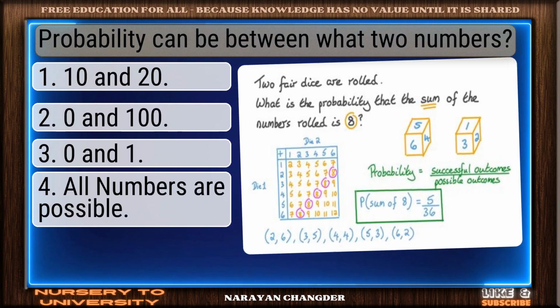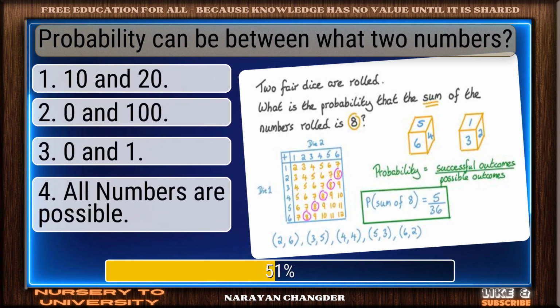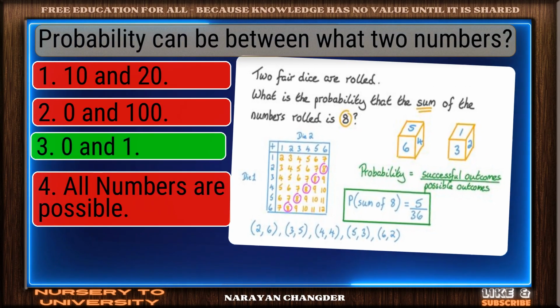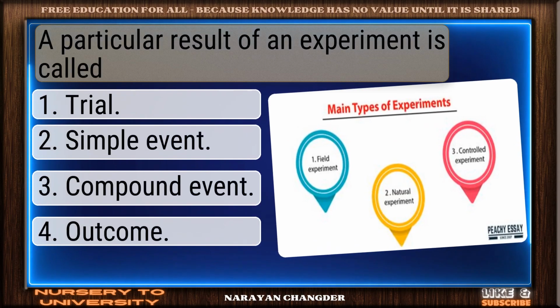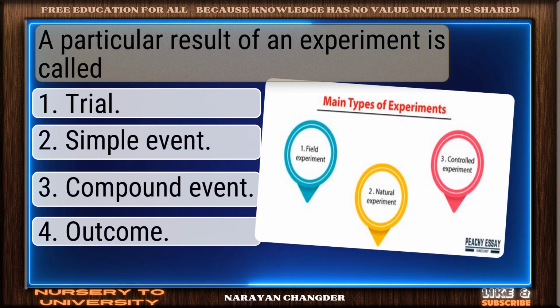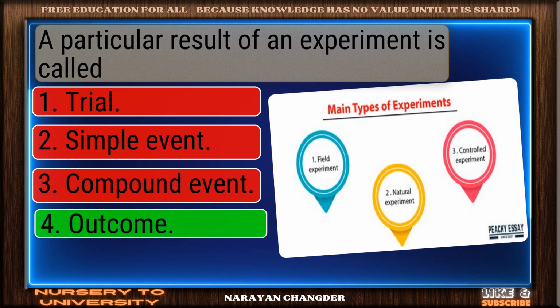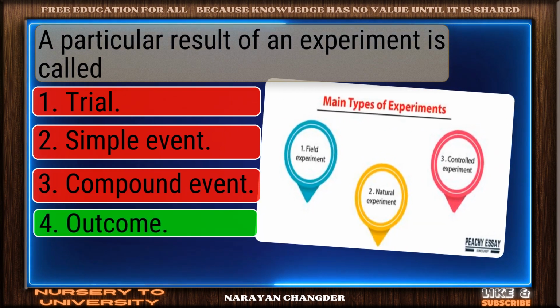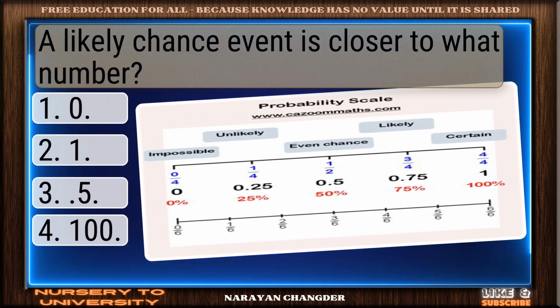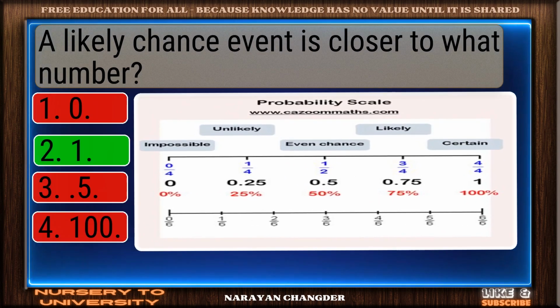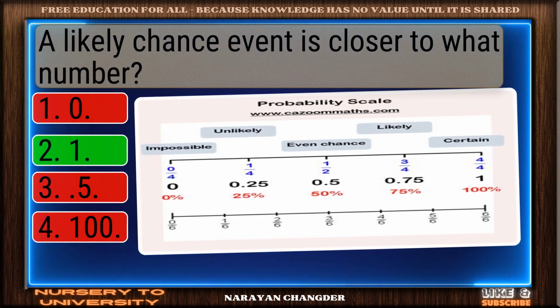Probability can be between what two numbers? Nice selection. 0 and 1 is correct. A particular result of an experiment is called. Strong choice. Outcome is right. A likely chance event is closer to what number? Clear logic. 1 is sound.